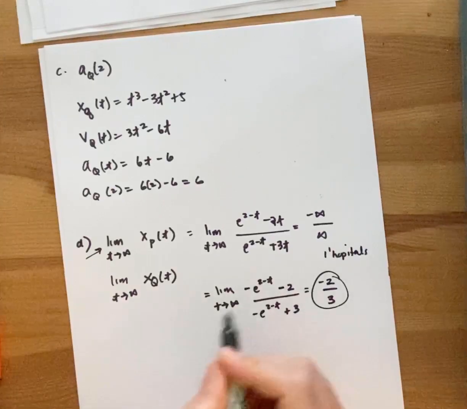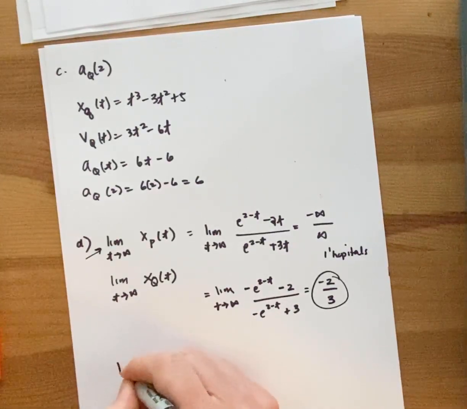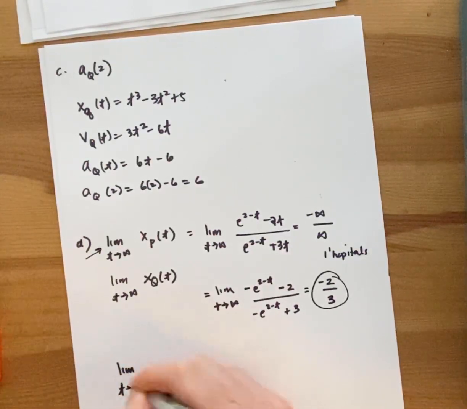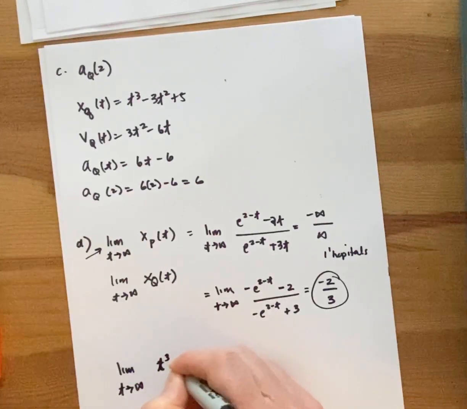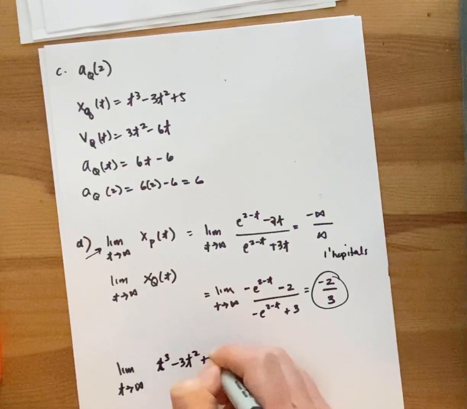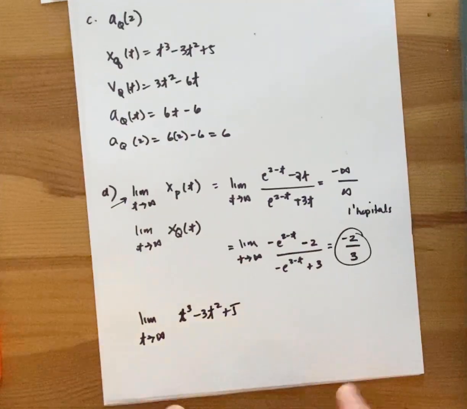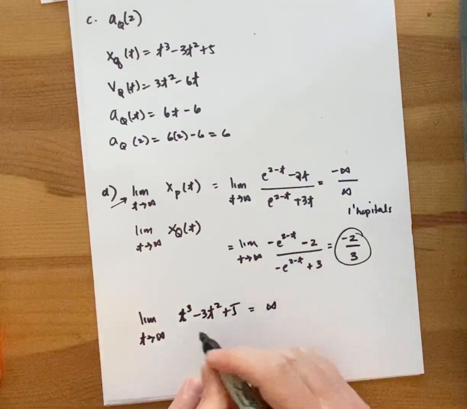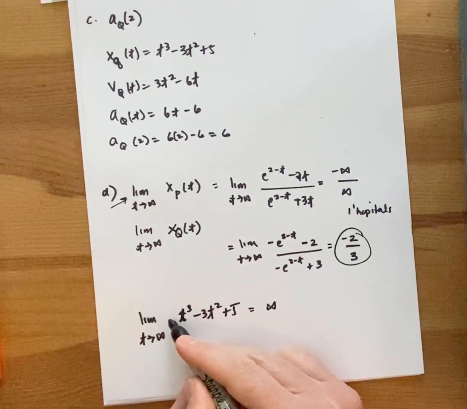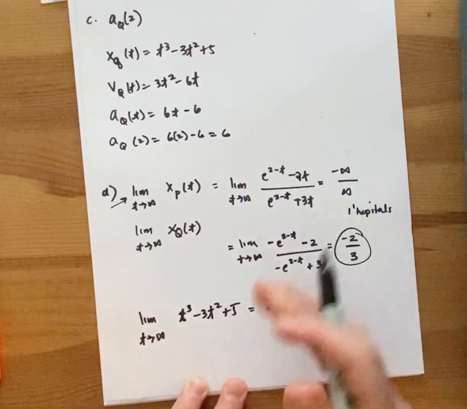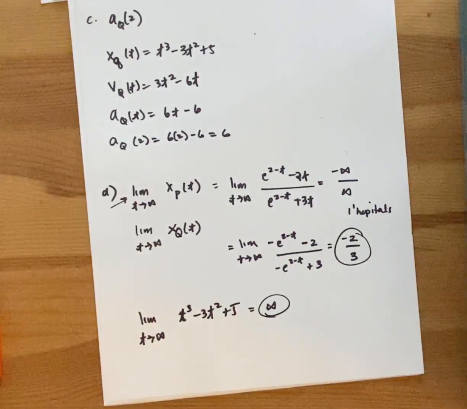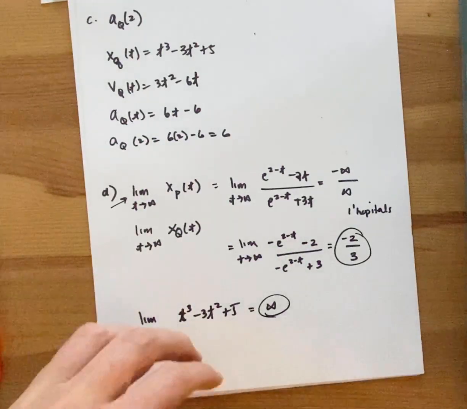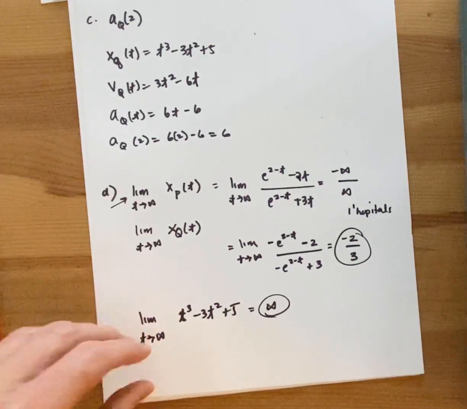So that's our limit for the particle P. Now the limit for particle Q would just be infinity, because your leading coefficient is positive and it's a cubic function, so you know that your end behavior, it's just going to keep going up. All right, and that was it.